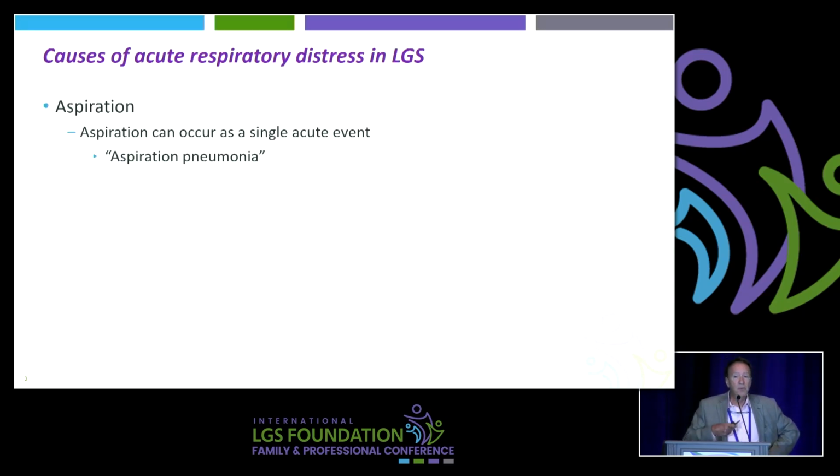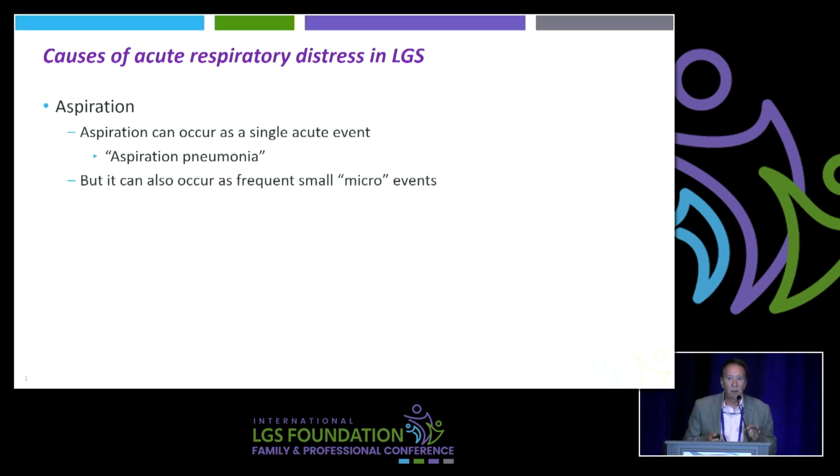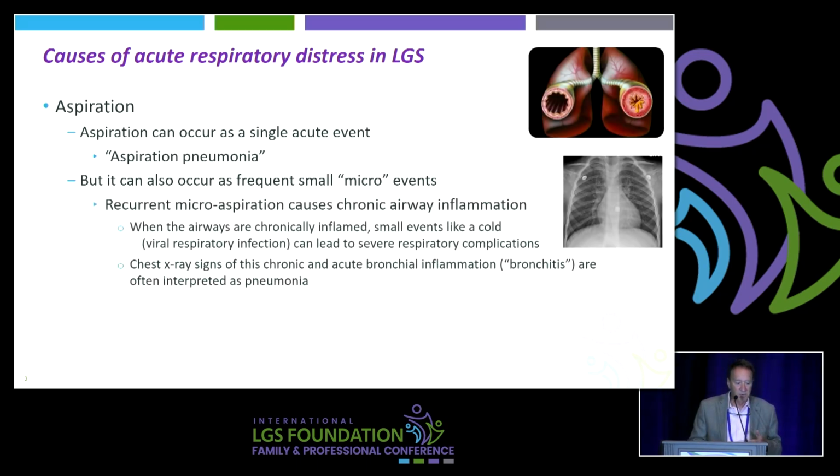We're going to go through a number of causes of acute respiratory distress in LGS. Number one, of course, is aspiration. This is what you're most familiar with, what you hear about, what you read about. During a seizure or something like that, there could be a large regurgitation of stomach contents that get aspirated, and that gives you aspiration pneumonia. But aspiration can also occur as frequent small micro events. It doesn't cause an acute episode, but it causes chronic airway inflammation that sets you up for bigger problems.